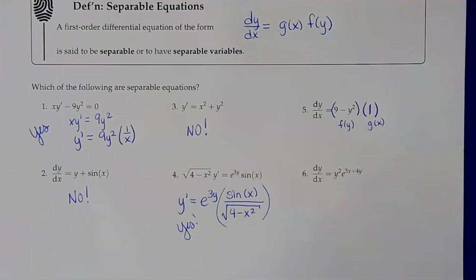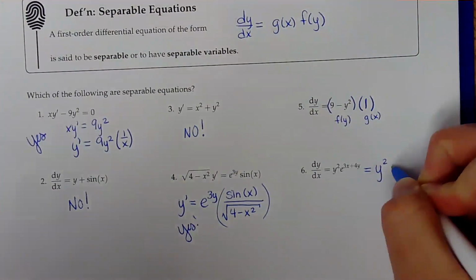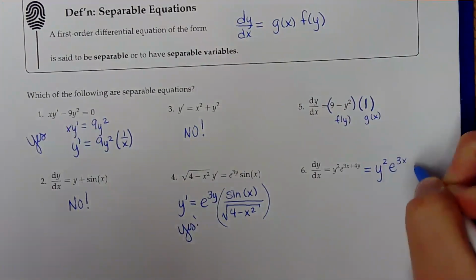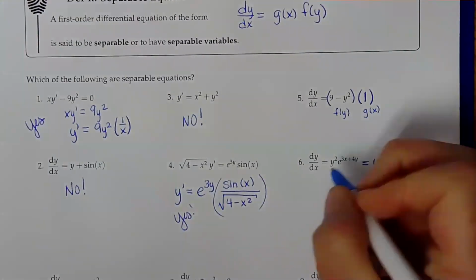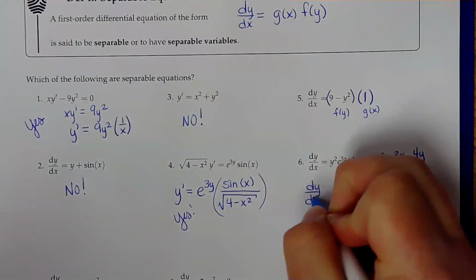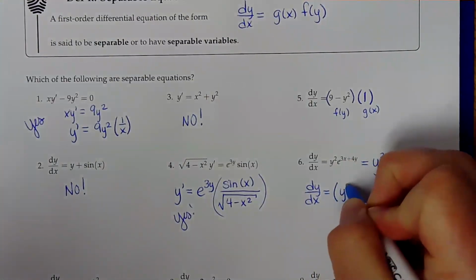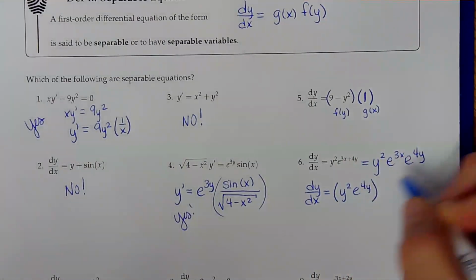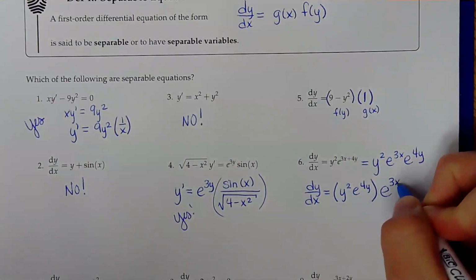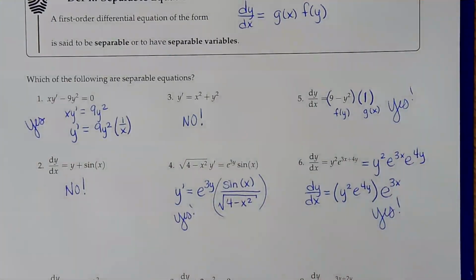Okay, and then number 6 is more of an algebra problem, so let's take a look at that. This is really y squared e to the 3x e to the 4y. So can we write it that way? What I have is dy/dx is equal to, and I'll group the things with y and the things with x. So I have y squared e to the 4y, well, those are all pieces with y, times e to the 3x, so those are all pieces with x. And so yes, that one is also separable as well.